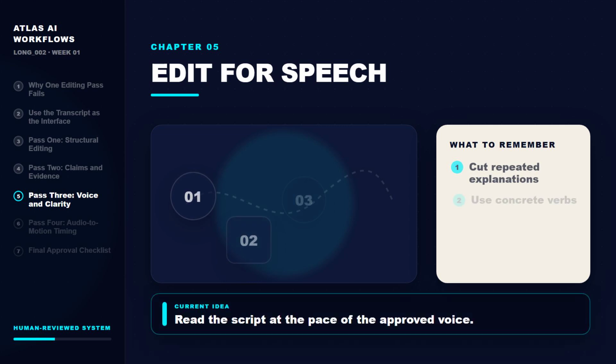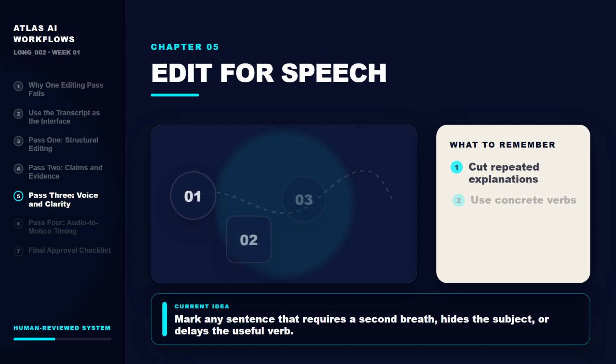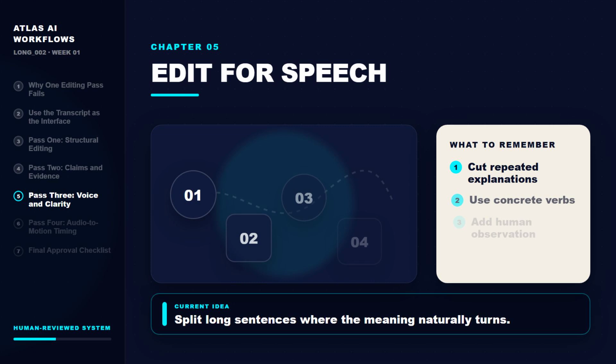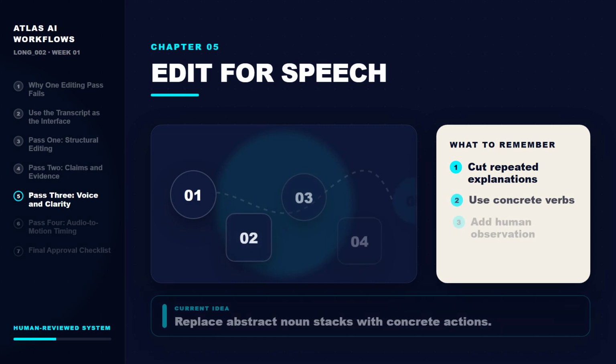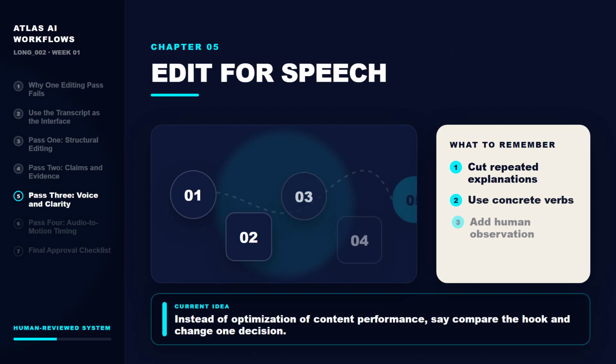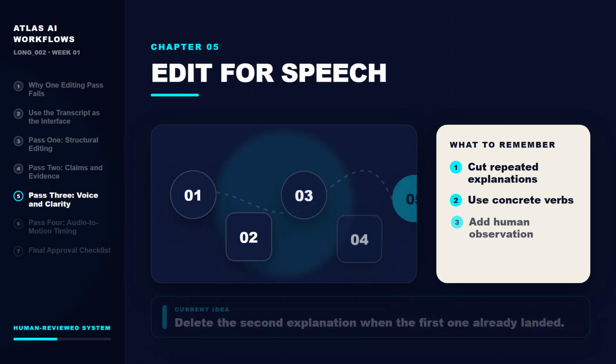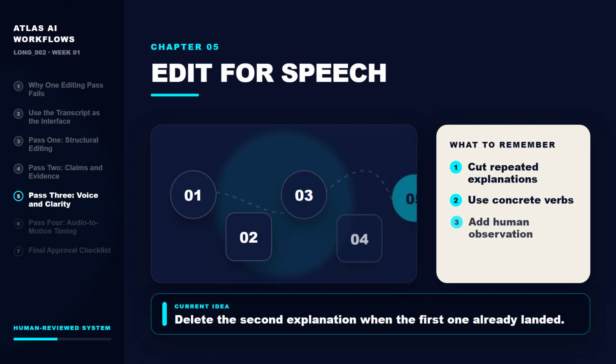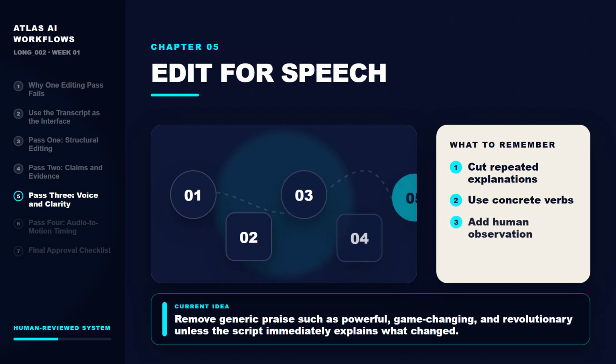Read the script at the pace of the approved voice. Mark any sentence that requires a second breath, hides the subject, or delays the useful verb. Split long sentences where the meaning naturally turns. Replace abstract noun stacks with concrete actions. Instead of optimization of content performance, say compare the hook and change one decision. Delete the second explanation when the first one already landed. Remove generic praise such as powerful, game-changing, and revolutionary unless the script immediately explains what changed.